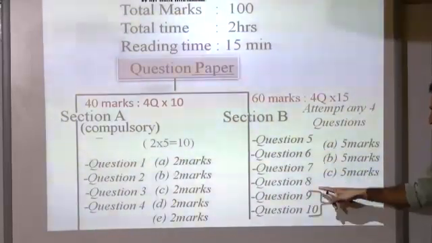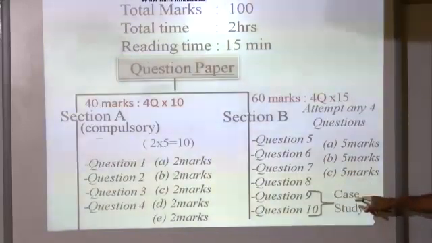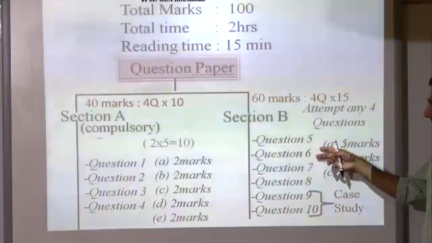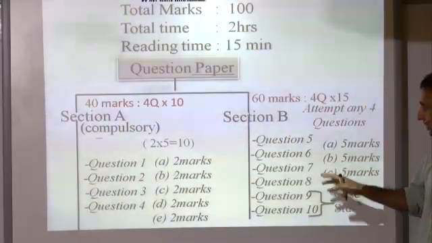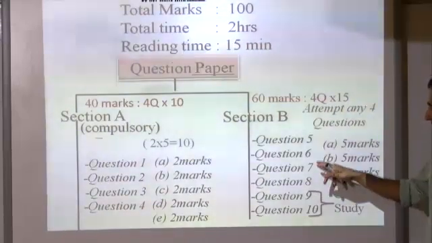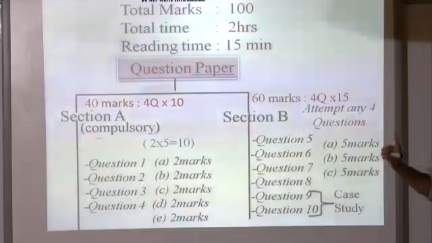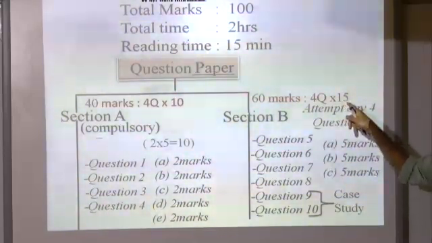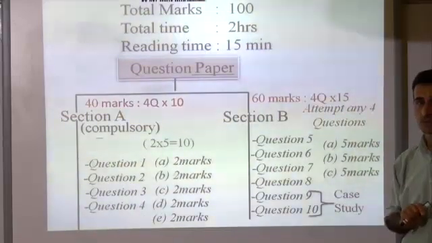9 and 10 is your case study, right? So either you can answer 2 case studies from here and 2 from this side, or you can answer any 4 straightforward questions like 5, 6, 7, and 8. Each of these questions will have 3 sub numbers. 1 question will carry 15 marks, so 3 sub numbers altogether will make 15 marks here. So 4 questions into 15 will be 60 marks.